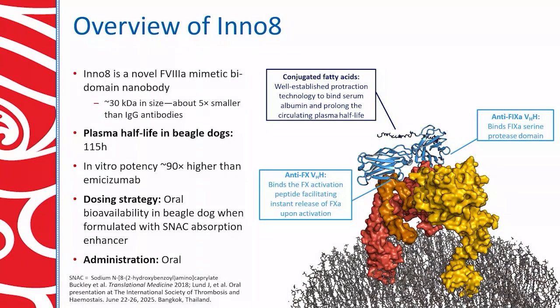Now coming to a totally different molecule, which is INNO8. I told you that factor VIIIa mimetics are typically delivered subcutaneously, but this is not a bispecific antibody anymore. This is a bidomain nanobody, which is about 5-fold smaller than the IgG antibodies and which is delivered orally.